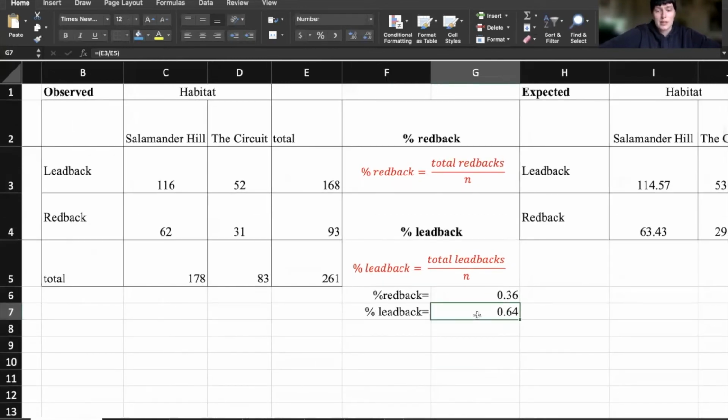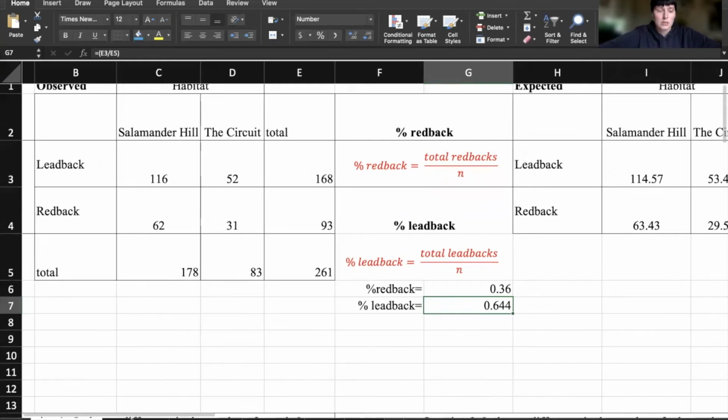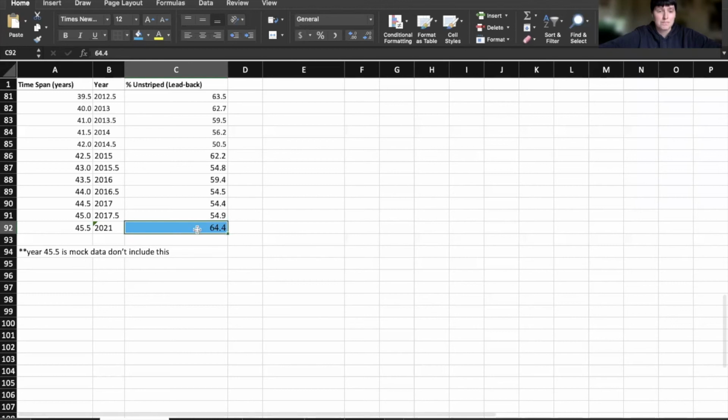All right, we're interested in percent lead backs, and you'll see from that data set that I just showed you, the long-term one, I put 64.4 as the percent lead backs. So that's the number that you're going to be putting into the long-term data set.